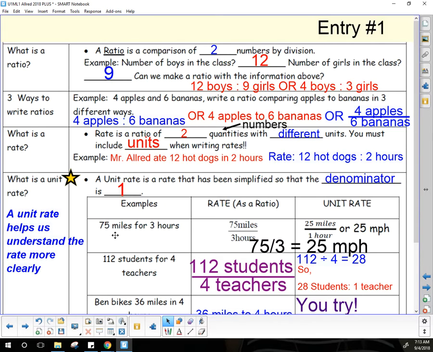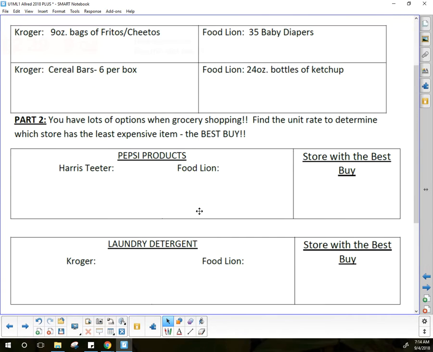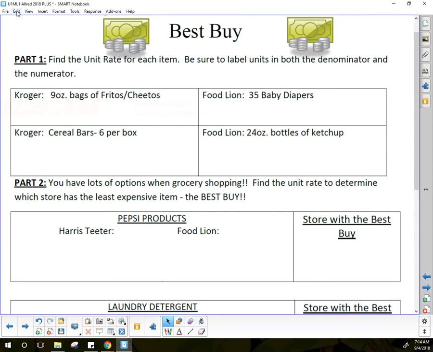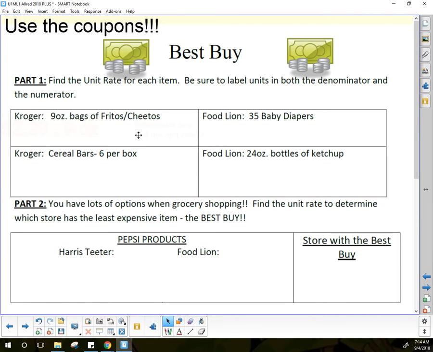Tomorrow in class we'll look at some coupons that I'll hand out to you, and we will try to find the unit rates of different items in those coupons, and we will see if we can make some easy comparisons between different items based on their unit rates. I bet you'll be able to.